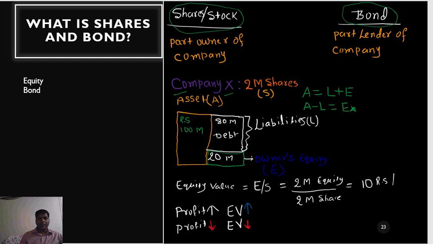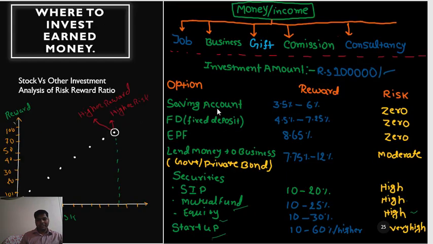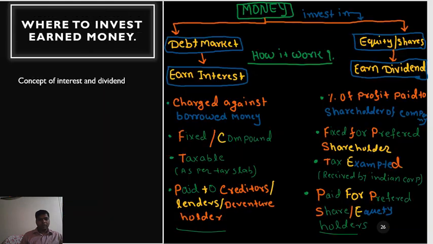So now we have to develop an understanding about interest. When we invest in banking, like an FD or saving account or EPF, we get interest here. Or if we invest in equity, shares, what will we get? Do we get interest or something else? So now we have to discuss the money invested in the debt market and equity shares.